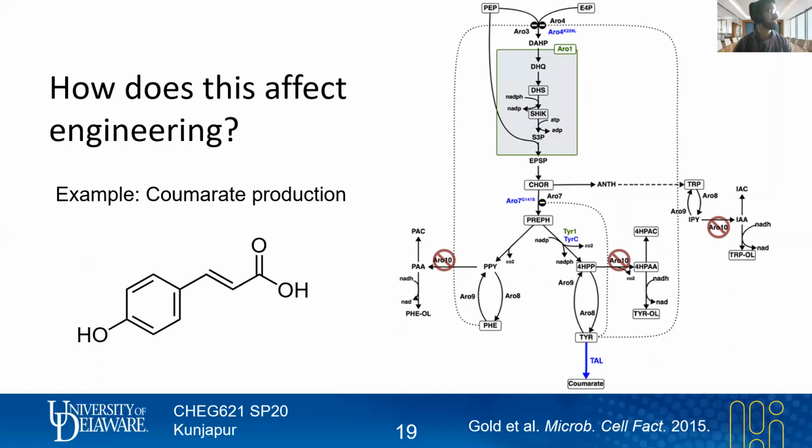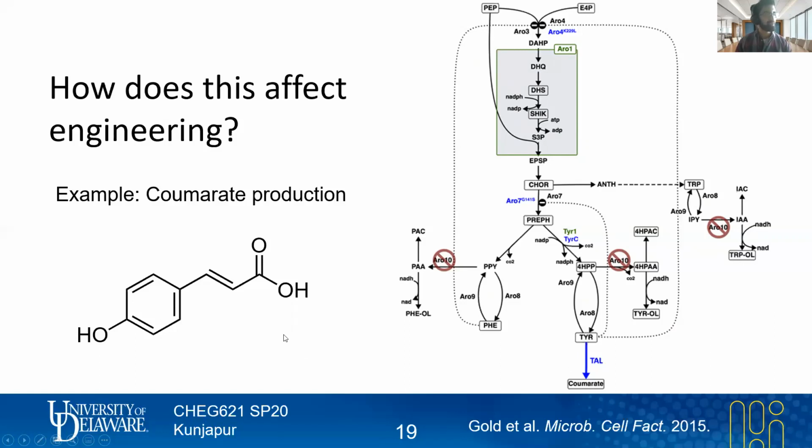So let's use the example of coumarate production. Coumarate is an aromatic carboxylic acid. It's used in a variety of industrial syntheses and is a building block for a lot of natural products. It's one step downstream of tyrosine. So, for a pathway like this, a lot of the same operations that you would perform to try to increase flux to tyrosine are essentially what you would do, plus heterologous expression here of what is probably a tyrosine ammonia lyase to get to coumarate.